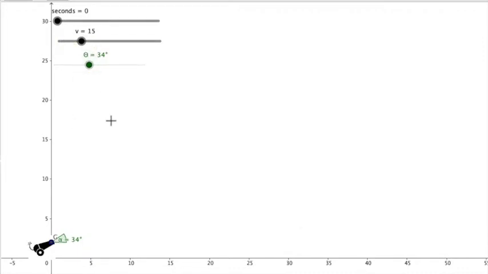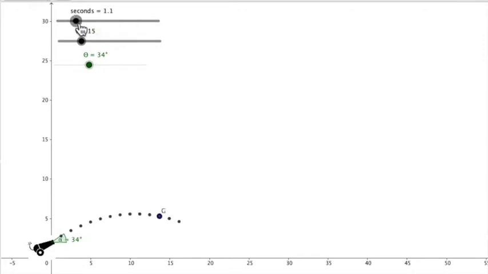Let's set our angle at 34 degrees and give it 15 meters per second velocity. In the first few seconds, this is the path the object would take. It reaches a maximum around 10 meters away from the cannon and about 6 meters high, and it's happening at 0.8 seconds, up here in the corner.